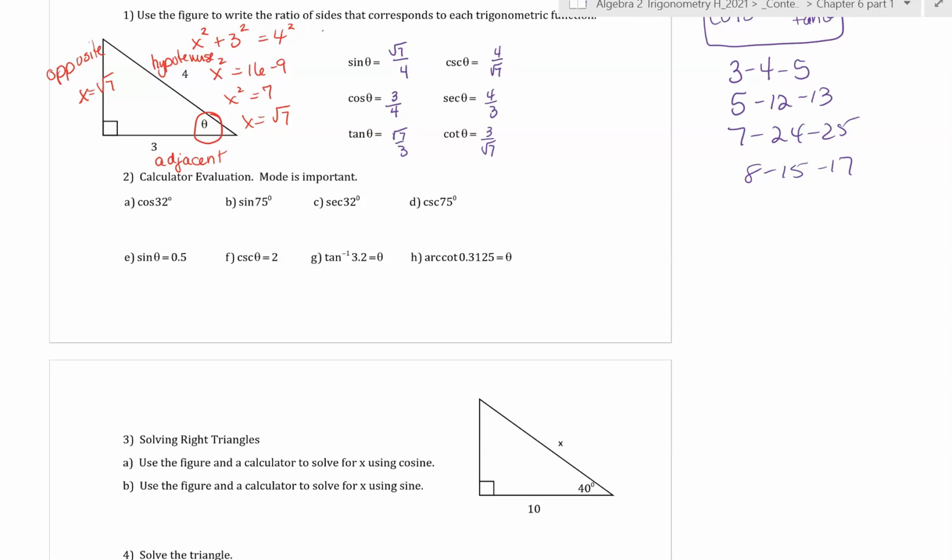So mode is very important when you use your calculator. Notice that we should be in degree mode. We have not talked about radians yet, and there is also a radian mode on your calculator. So go ahead and pause the video and change your calculator to degree mode.